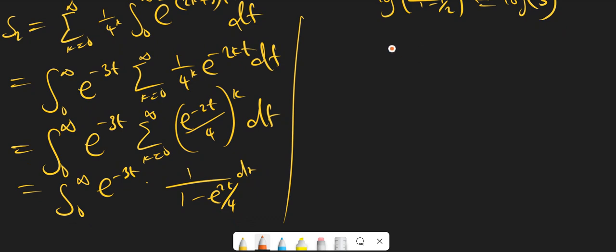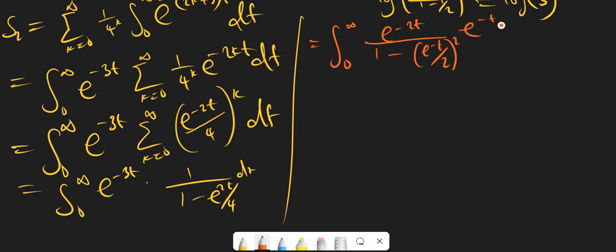So this would give us the integral from 0 to infinity of, let's say, e to the negative 2t all divided by (1 minus e to the negative t over 2) squared times e to the negative t dt. Let's put it in this way. So this is going to be better for us. Now, what changes need to be made here?